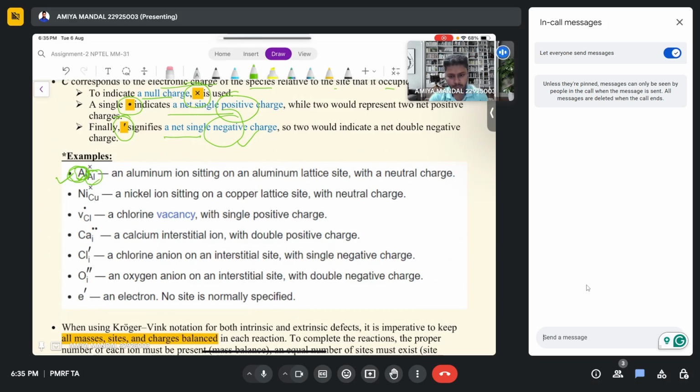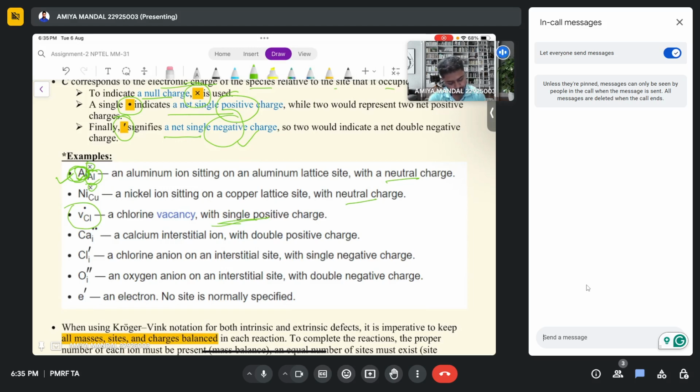Sitting at aluminium position. Okay. And a nickel ion sitting on a copper lattice site with neutral charge. This cross signifies neutral charge. And a chlorine vacancy is represented by this with single positive charge.